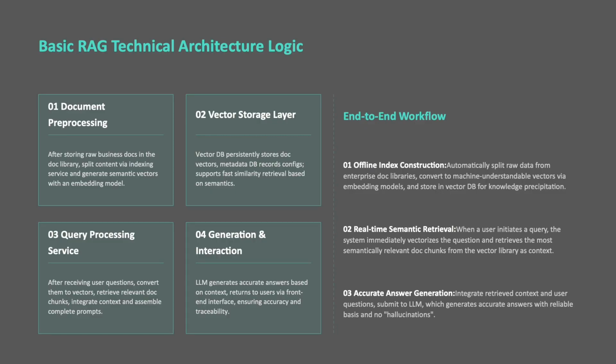Stage 4. LLM generation and user interaction. The finished prompt gets sent to our LLM model. This can be closed-source APIs like OpenAI or open-source self-hosted models like Llama and Falcon. The LLM only generates answers based strictly on the context we pulled from our internal docs, then sends the final accurate response back to the user through the chat front end. Every answer has clear source references, no made-up facts.